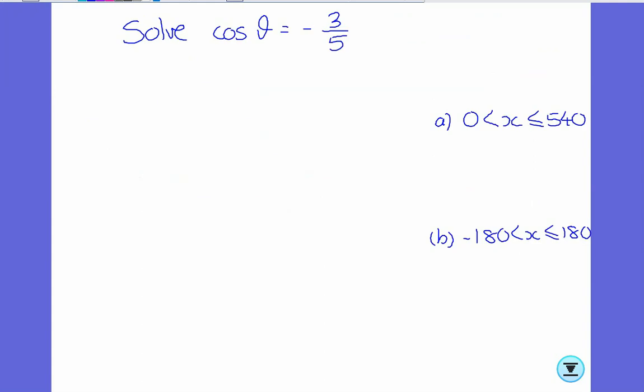So let's have a look at another one. So cos theta is equal to minus 3/5.